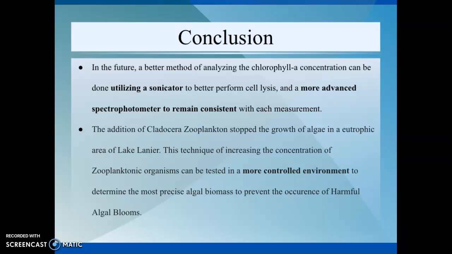In the future, a better method of analyzing the chlorophyll A concentration can be done utilizing a sonicator to better perform the cell lysis process and a more advanced spectrophotometer to accurately measure the precise chlorophyll A levels. These samples can also be measured in a more controlled environment to determine the most precise algal biomass. In the future, as this method of biomanipulation is more tested, it can actually decrease the formation of harmful algal blooms that have polluted many bodies of water, such as the Mediterranean Sea.